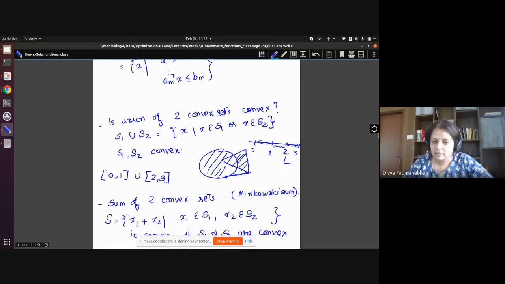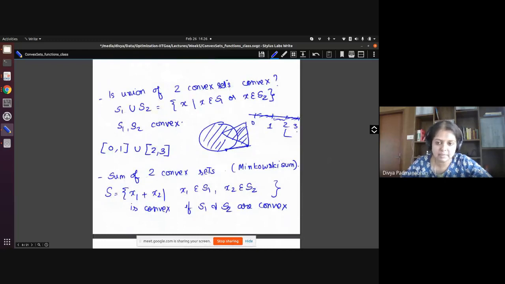Now another operation is what is called the Minkowski Sum. I don't know if my pronunciation is right, but it's a sum of two convex sets defined in this manner. You have S1 and S2. These two should be compatible, in the sense you can't have S1 in Rn and S2 in R. Both are in the same space, and you take this sum as x1 plus x2, the sum of any two vectors which lie in S1 and S2, and you call this a new set S.